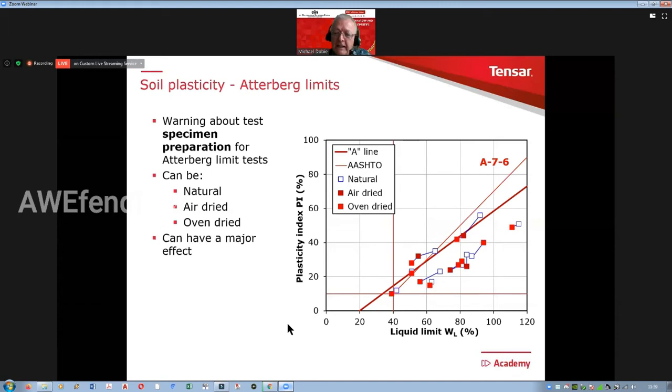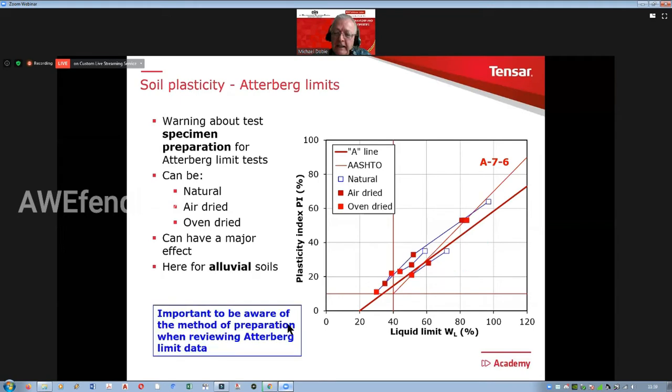They can have a major effect. These are residual soils, these particular examples. And this graph is showing the same behavior for alluvial soils. So one point I'd make here is that when you're looking at Atterberg limit data, it's very important to be aware of how they were prepared, because it can affect the results very significantly.